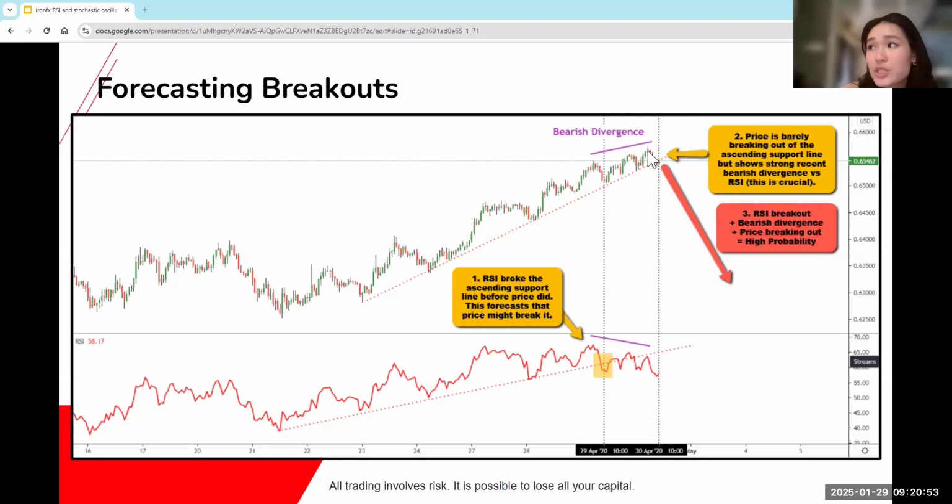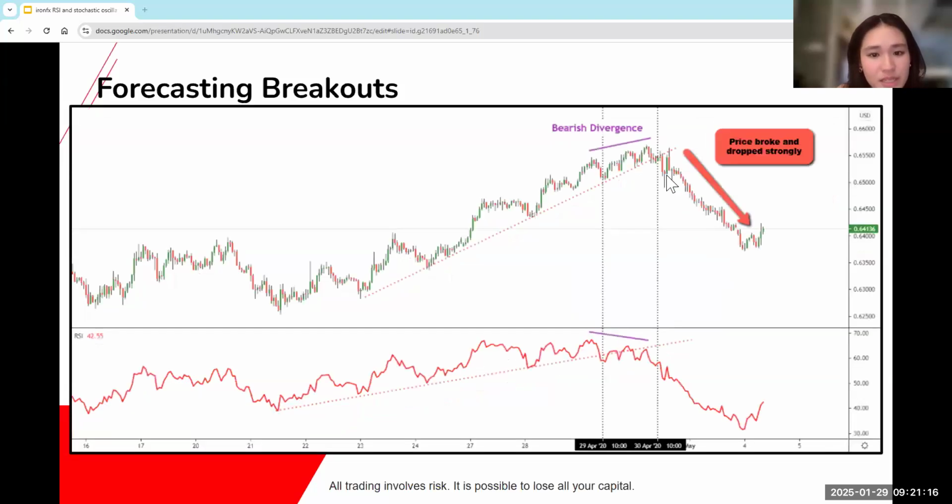Subsequently, we saw price barely breaking out of the ascending support line, but it shows a strong recent bearish divergence versus RSI. So we have RSI breakout plus a bearish divergence plus price breaking out of our ascending trend line. That gives us a high probability that price is going to continue to break out. Okay, and that's exactly what happened, and prices dropped strongly.